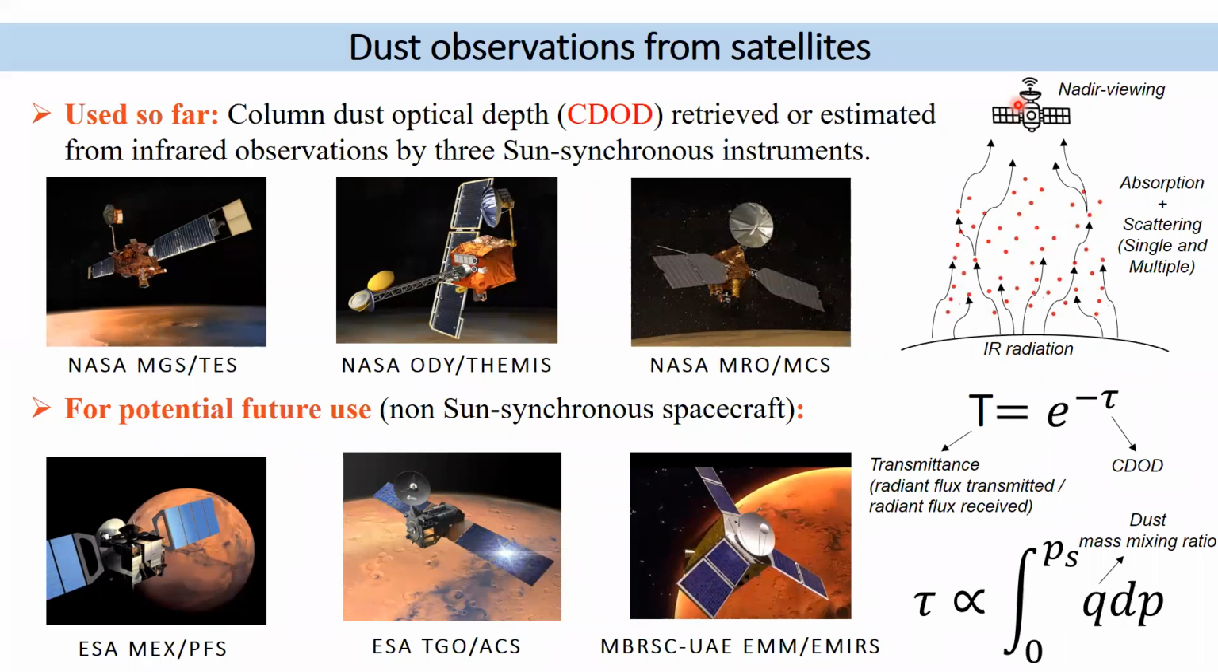So we have used NASA spacecraft so far. In the future, the plan is also to use non-NASA spacecraft, because other spacecraft like Mars Express, Trace Gas Orbiter from ESA, and of course the UAE, the Emirates Mars mission, they are not sun-synchronous, so they cover multiple local times. And this is very important in order to have a view of the diurnal variability of dust, which is very difficult to achieve with sun-synchronous spacecraft.